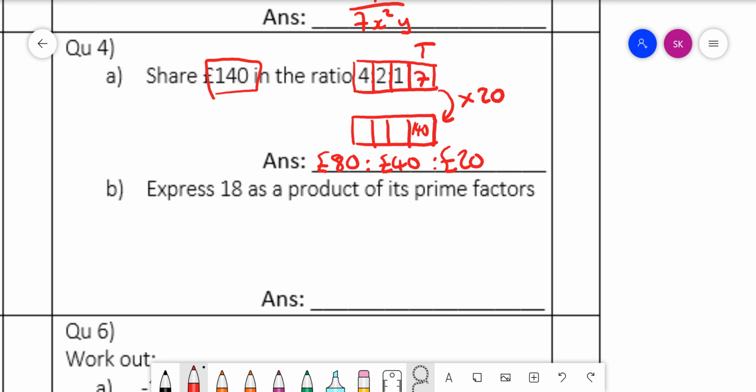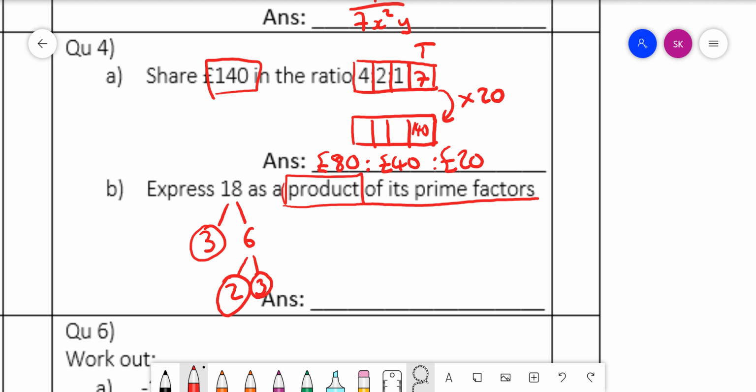B says express 18 as a product of its prime factors. So I need to be doing a factor tree. I'm going to do 3 and 6. You might have chosen 2 and 9. Circle the prime factors as you go. And there you can see we've got all the prime factors. But we have to write it as a product of its prime factors. This word product means times. So we do 2 times 3 times 3, or 2 times 3 squared. Either's correct, but this version is a bit better. So make sure you've paused the video and written any notes that you need to. And then when you're ready, move on to question 5.